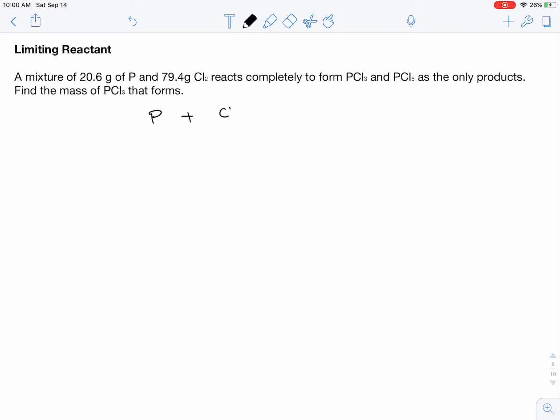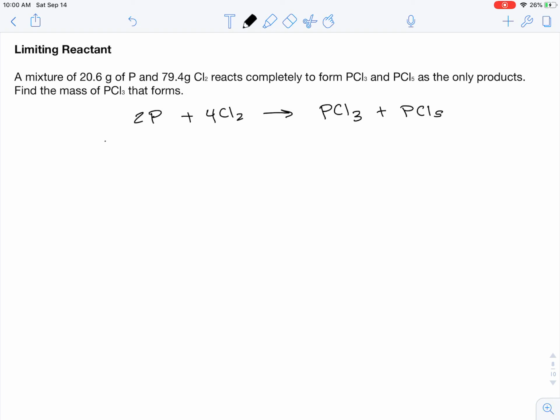Phosphorus plus chlorine makes phosphorus trichloride plus phosphorus pentachloride. Then balance the equation. 2 phosphorus here. I have 8 chlorine, so I'm going to put a 4 here.